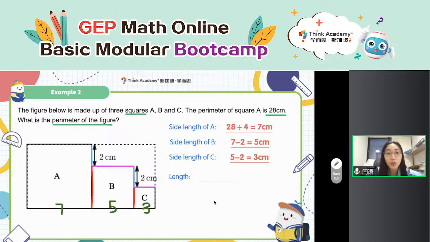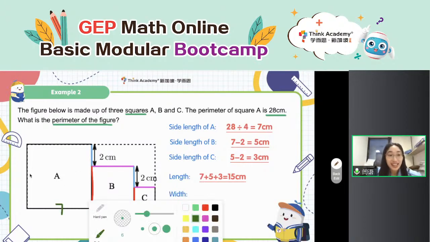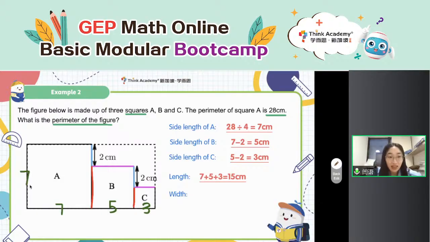So following this, what is the length? We know that it should be 7 plus 5 plus 3, which is 15 centimeter. And what about the width? The width is exactly the side length of square A, right? So here we can write it as 7 centimeter. Then altogether, again, back to the formula. That is 15 plus 7, and then times 2 equals to 44 centimeter.